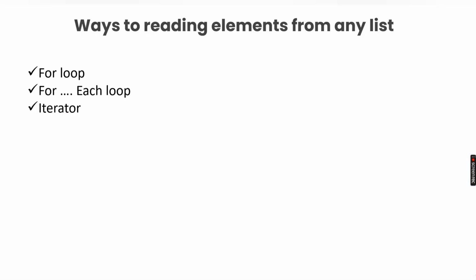So in this way, there are three different ways in which you can read the elements from an array list: for loop, for each loop, and iterator. I hope you have understood all the three ways.